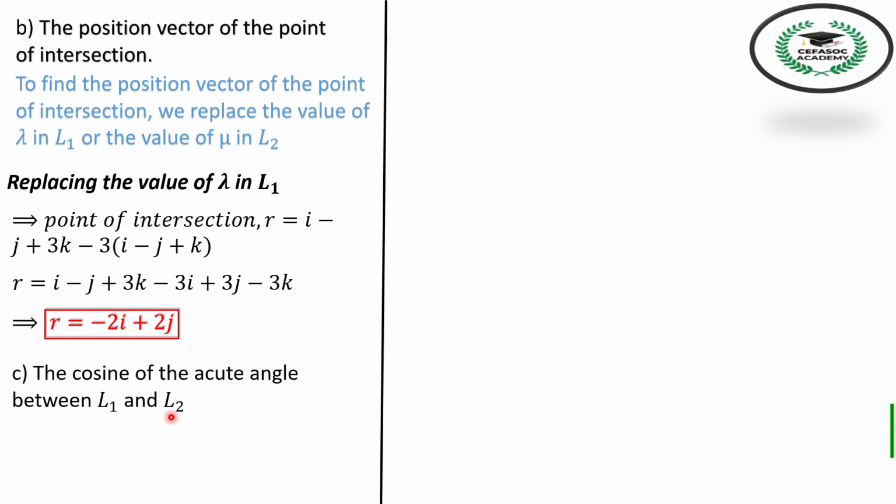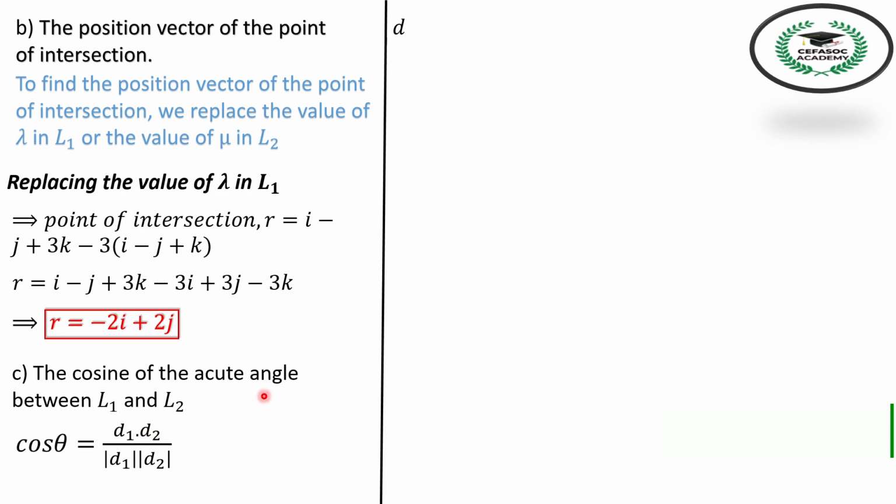So the C part of the question, they said find the cosine of the acute angle between L1 and L2. To find the cosine of the acute angle between L1 and L2 is by the formula cos theta equals d1 dot d2 over the magnitude of d1 times the magnitude of d2. d1 here signifies the direction vector of L1 and d2 is the direction vector of L2. And the direction vectors are always carried by the constants lambda and mu.